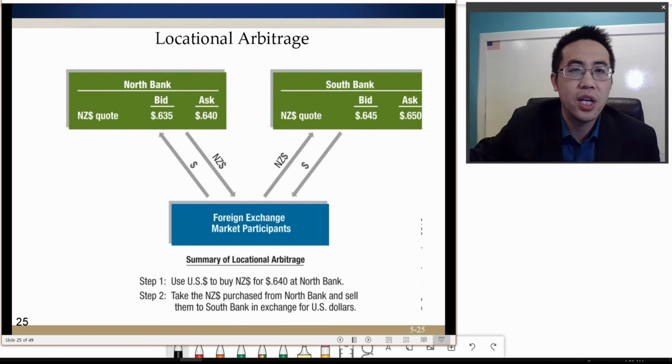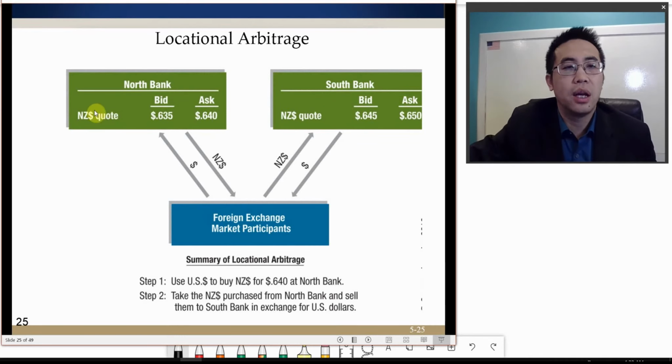So the first one is locational arbitrage. Let's say we are dealing with New Zealand dollars, and we have two banks, the North and the South, and we have a bid and ask provided by both banks. And you can see that the North Bank is offering a lower rate and the South Bank is offering a higher rate. So you will buy low from the North and then sell high to the South, and eventually you will make a profit. And be careful about the bid and ask spread, because when you're buying things, you are paying the higher price, and when you are selling things, you're getting a lower price, which is a bid.